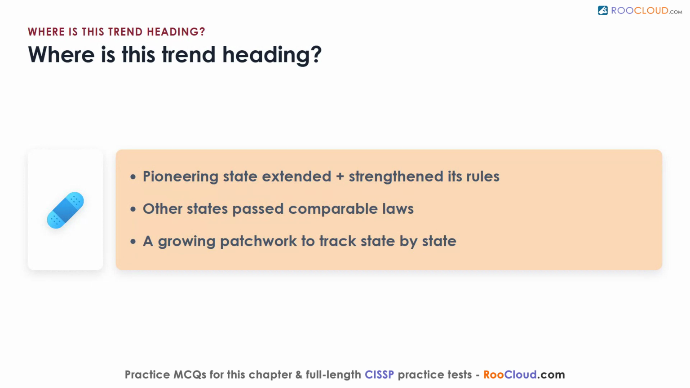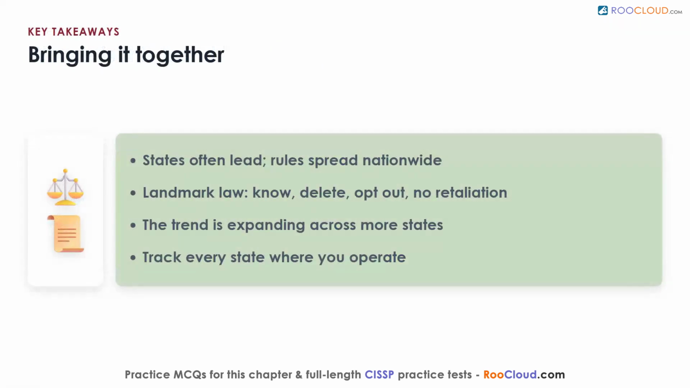Where is this trend heading? Toward more of the same in more places. The pioneering state did not stop at one law. It extended and strengthened its original rules, and other states have passed comparable privacy laws of their own. The result is a growing patchwork that any national business must track state by state. Think of a wave that starts on one coast and keeps rolling inland, each state adding its own version as it arrives.